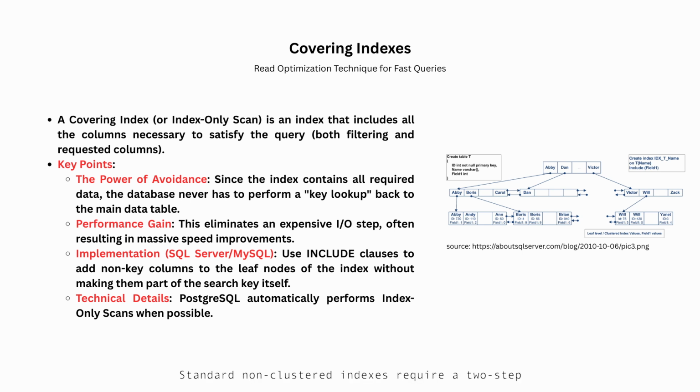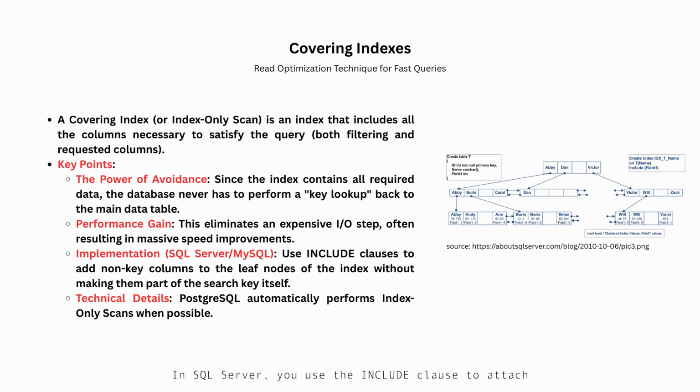Standard non-clustered indexes require a two-step process. Find the key in the index and look up the rest of the data in the main table. The second step is called a key lookup, and it is expensive. A covering index includes all columns required by the query, both the filter columns and the selected columns. Because the index has everything the query asks for, the engine never touches the main table.